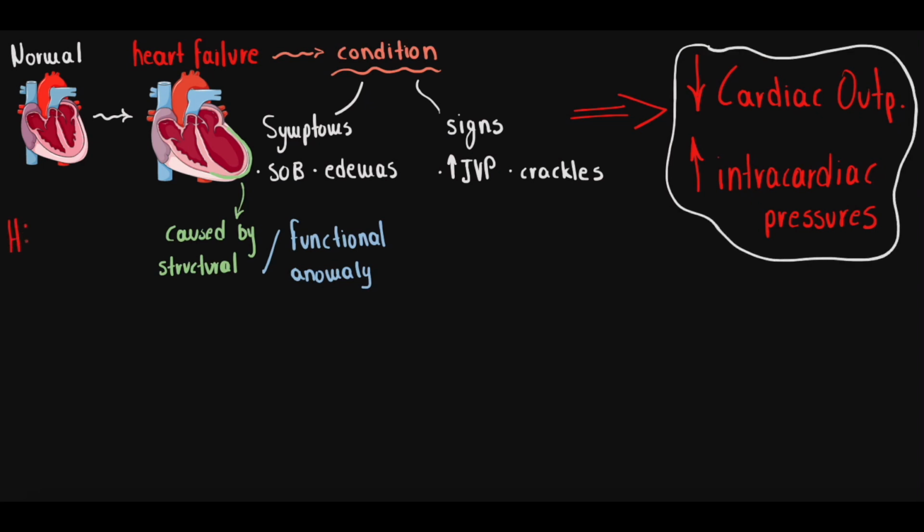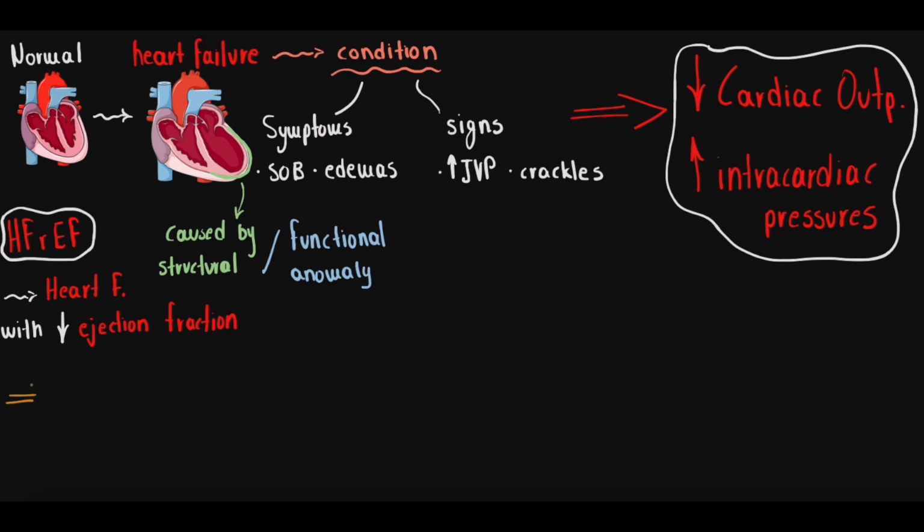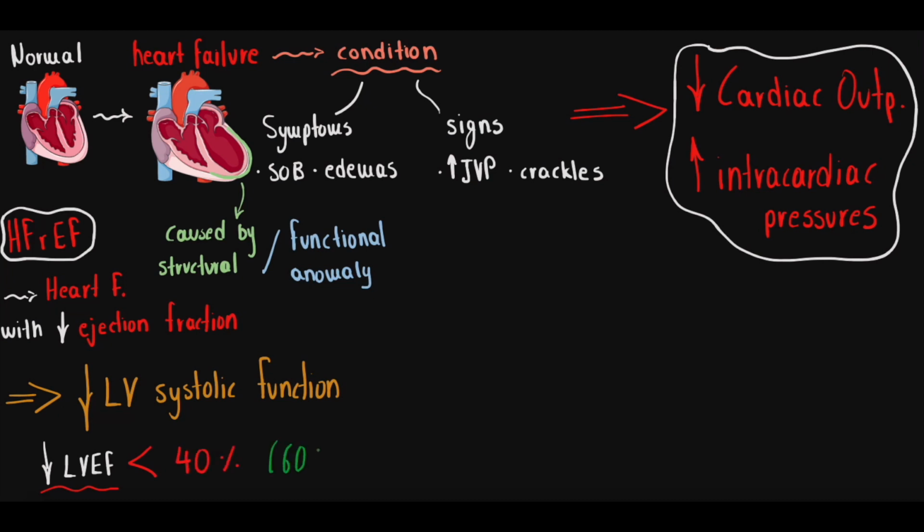Now, HFrEF is the first type of heart failure, and it stands for heart failure with reduced ejection fraction. We say that the patient has heart failure with reduced ejection fraction when he has a significant decrease of the left ventricular systolic function. When he has a decrease in the left ventricular systolic function, it means that we're going to have a reduced left ventricular ejection fraction. So we diagnose it when the left ventricular ejection fraction is less than 40%, when the normal is 60%.